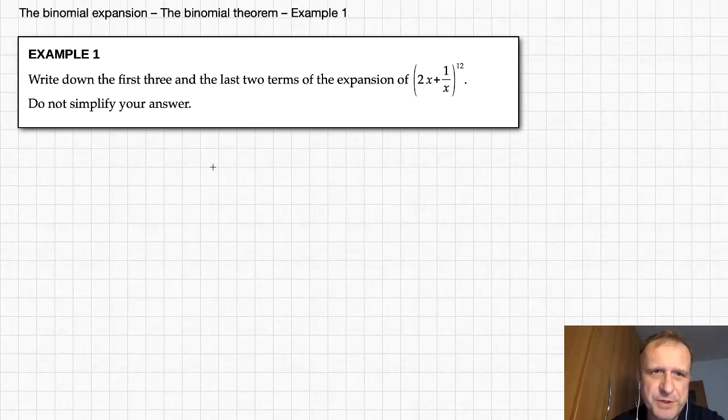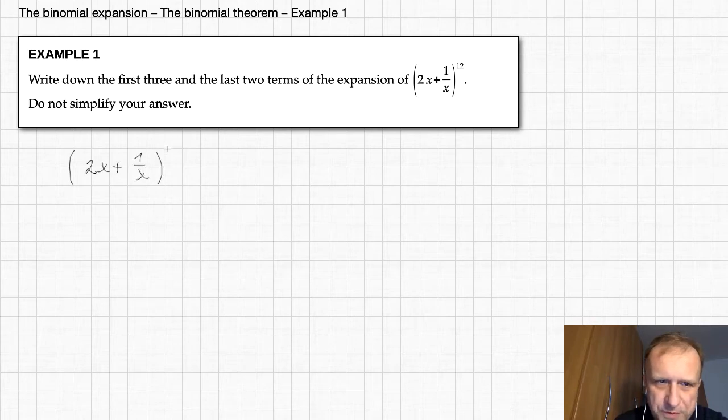The binomial expansion, binomial theorem, example 1. Write down the first three and the last two terms of the expansion of (2x + 1/x) all to the power of 12. Do not simplify your answer. So, let me rewrite this: (2x + 1/x) all to the power of 12.